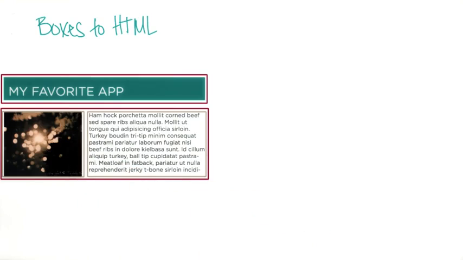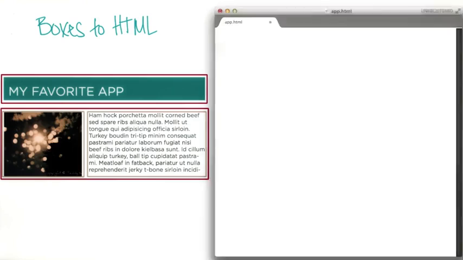Now, you can define this type of box with a div tag. We'll write this code using Sublime Text, and we suggest that you use either this code editor or something similar. Now, we define boxes with div tags. So let's go ahead and create tags for each of our boxes.